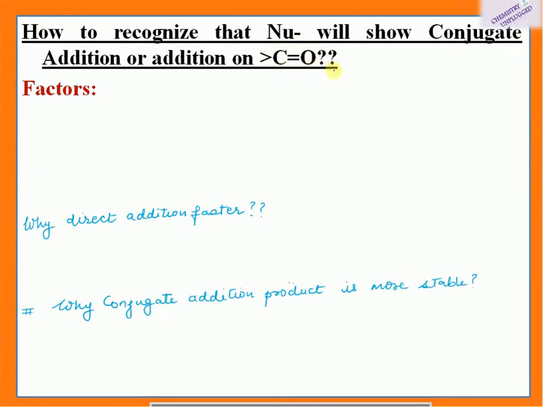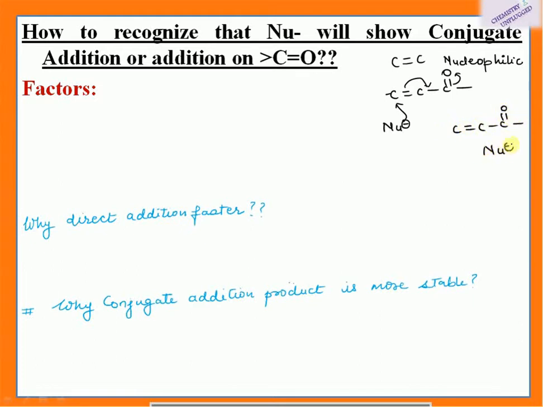So we have seen in previous chapters that double bonds are nucleophilic in nature. They will show electrophilic addition reactions. But if you have a double bond in conjugation with a carbonyl compound like this, it can show electrophilic character. Right? Next question comes: a nucleophile can attack this double bond, and then it will show conjugate addition. And the second possibility is that it can show direct attack on this carbonyl compound. Okay, so we have two possibilities.